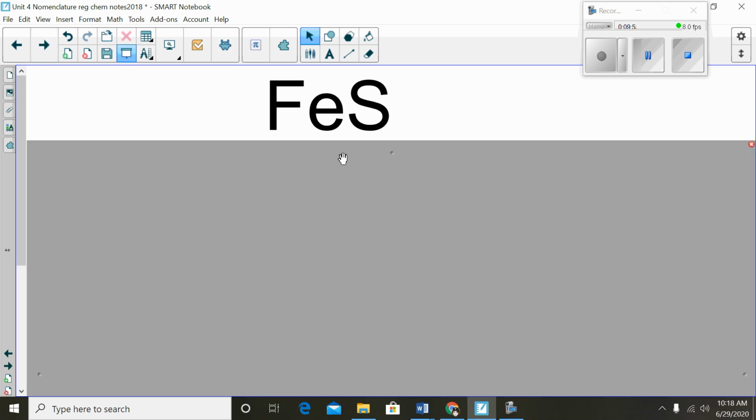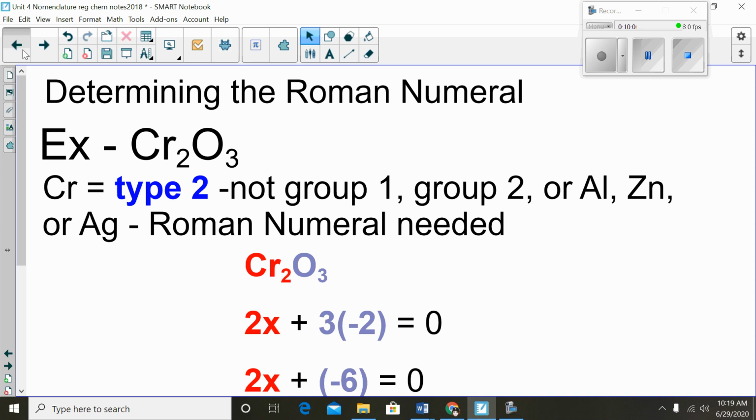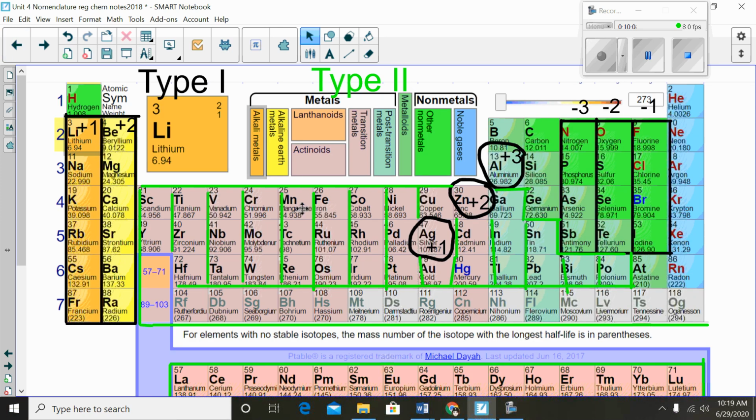Now here's a good example of where that crisscross method, where you just undo the crisscross, is not going to work. So here we have FeS. So Fe is type 2. If you look back at the table, it's right here. It's in that green section. And then S is my anion, and it always has a -2 charge.